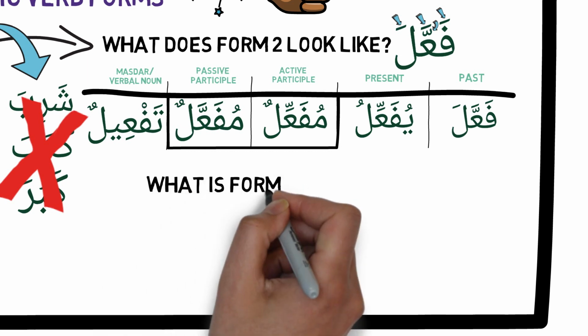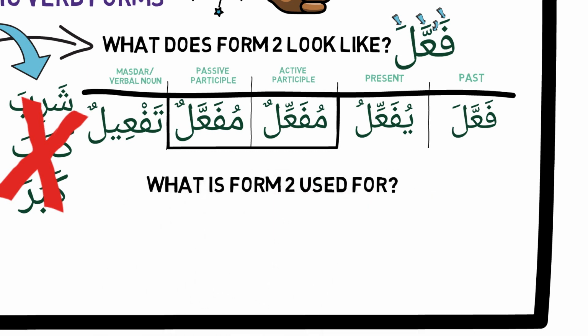What we actually use form 2 verbs for. Why do we even have them in Arabic? So there are two main reasons. The first one is the causative of form 1.